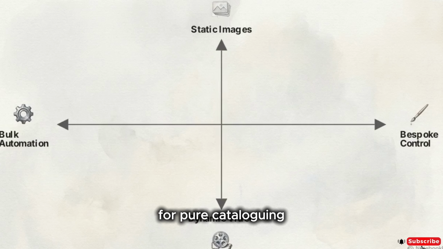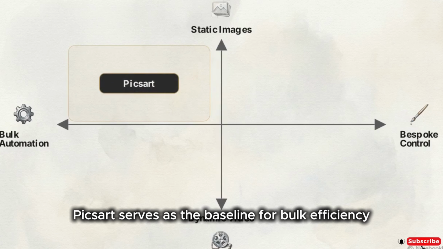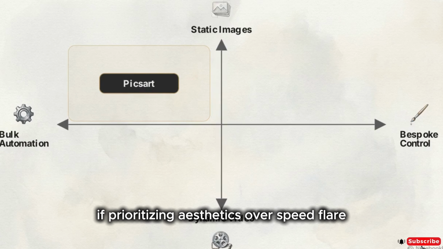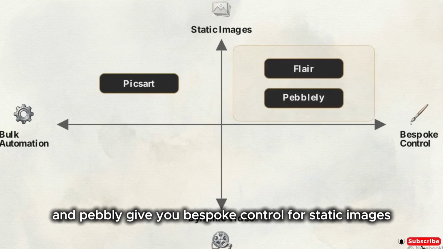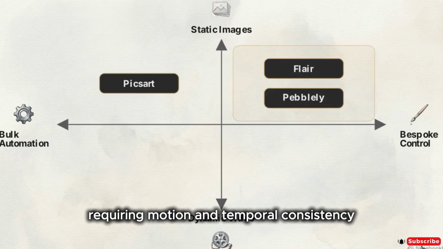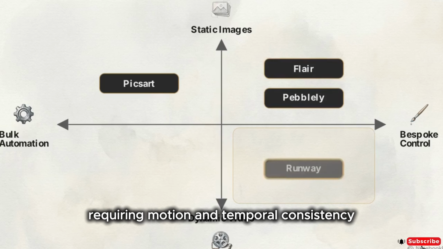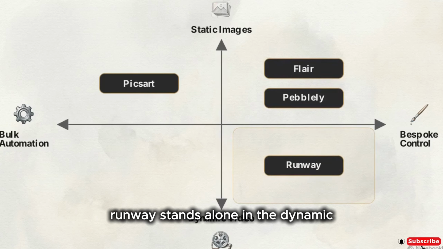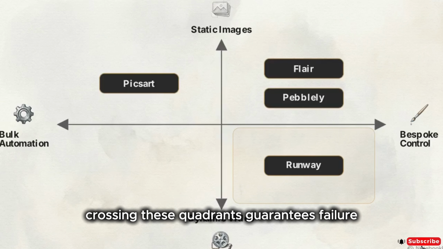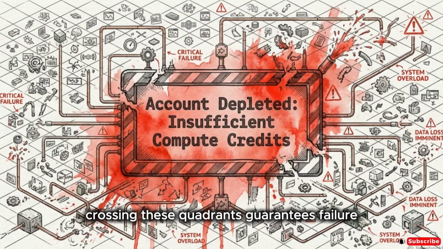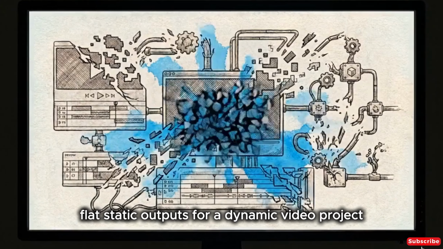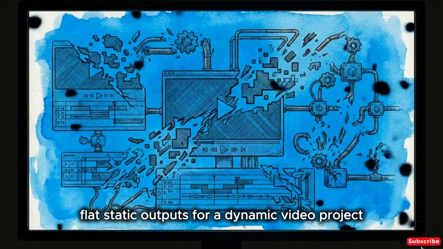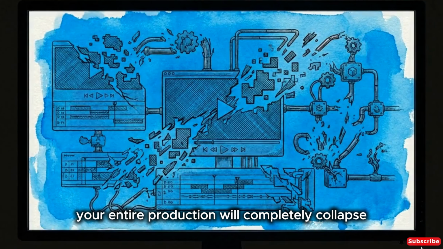For pure cataloging, PixArt serves as the baseline for bulk efficiency in this sector. If prioritizing aesthetics over speed, Flare and Pebbly give you bespoke control for static images. For filmmakers requiring motion and temporal consistency, Runway stands alone in the dynamic, bespoke control quadrant. Crossing these quadrants guarantees failure. If you apply Runway's rendering costs to a massive e-commerce catalog, or if you try to use dynamic mockups' flat, static outputs for a dynamic video project, your entire production will completely collapse.